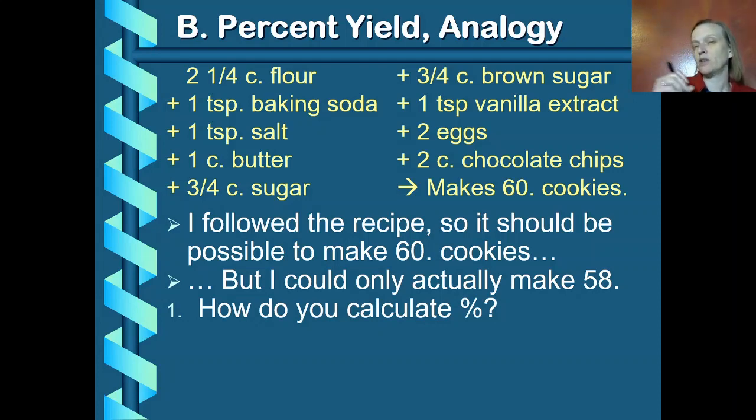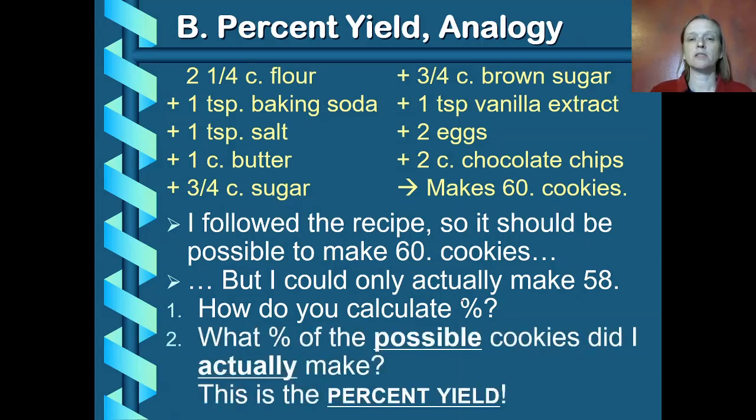Let's have a quick refresher. How do you calculate percent? Percent is always the part divided by the whole times 100. So what percent of the possible cookies did I actually make? I only made 58, that's the part that I made, out of the whole that I expected to make, which is 60, times 100. And so you can calculate a percent yield using this formula. We're going to do the same thing with chemistry and our chemistry recipe instead of a cookie recipe.